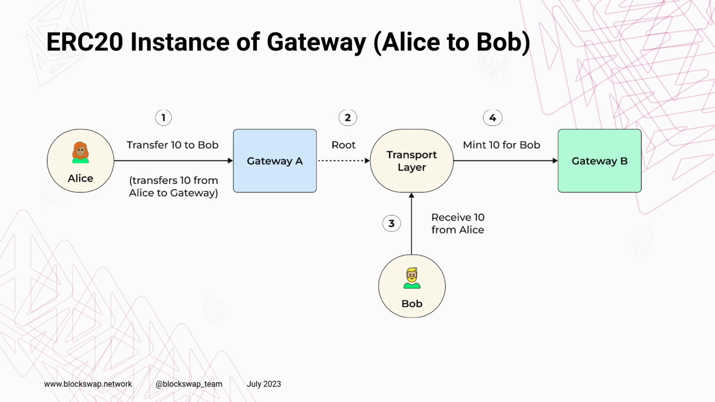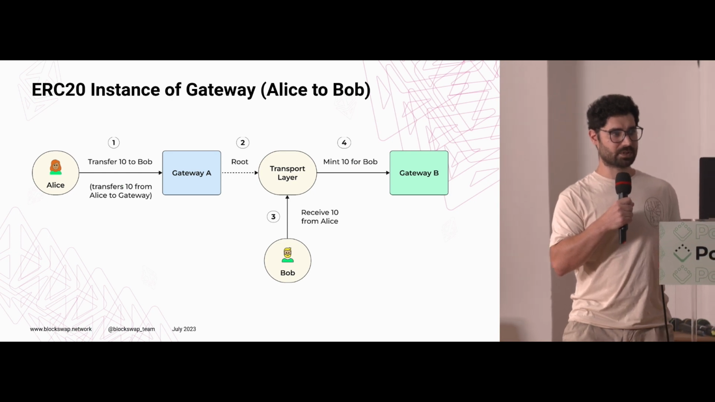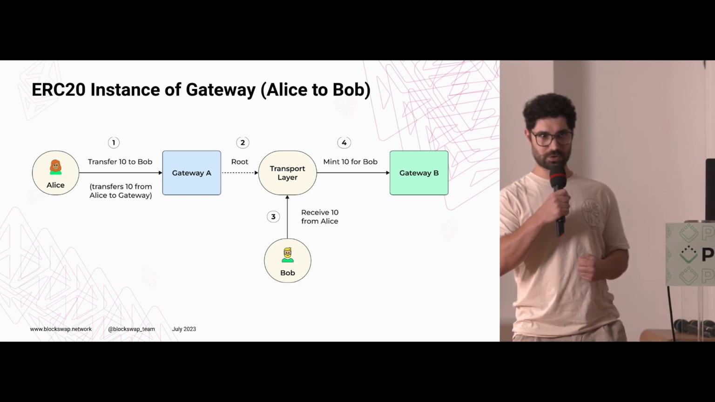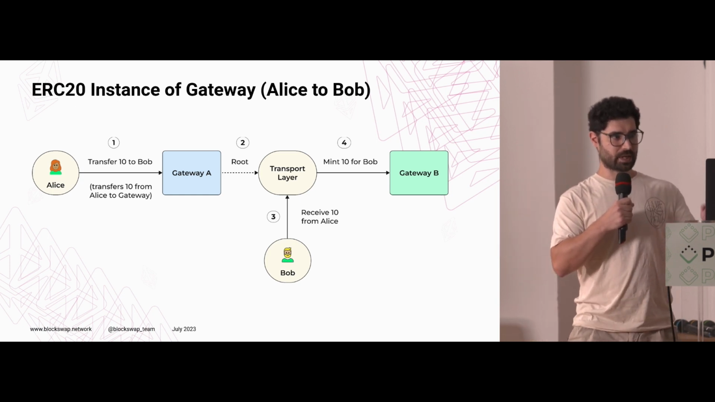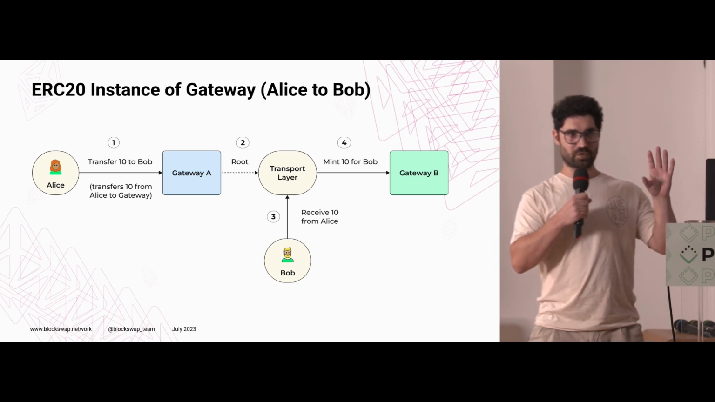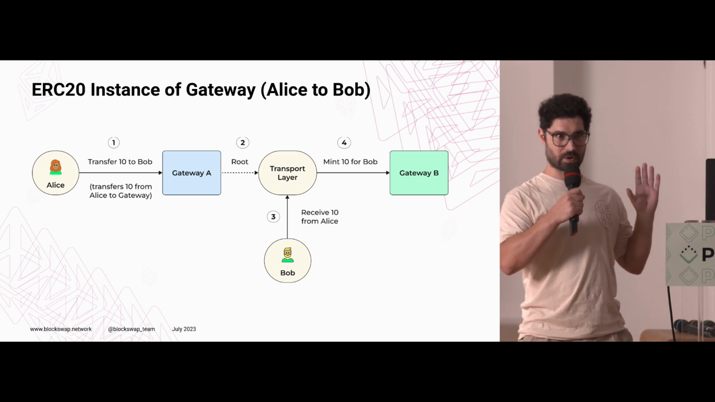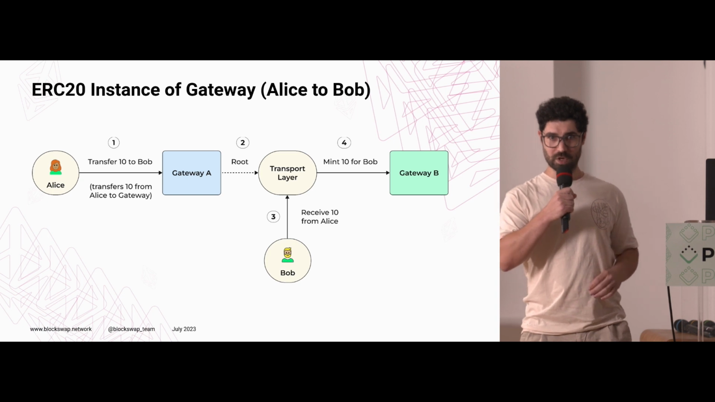So before going into the more abstract definition of the Gateway Kernel, I want to talk about the ERC20 instance of it. The abstraction here is that Alice wants to transfer 10 tokens to Bob, and in order to do so, she says it to the gateway A, and then what concretely happens is that 10 of her tokens are being transferred to the gateway, and now the gateway holds the tokens. Afterwards, the accumulator root is being provided to the transport layer somehow. This is not the job of the kernel itself. This is out of the scope of the kernel. And I will get more into the transport layer later.